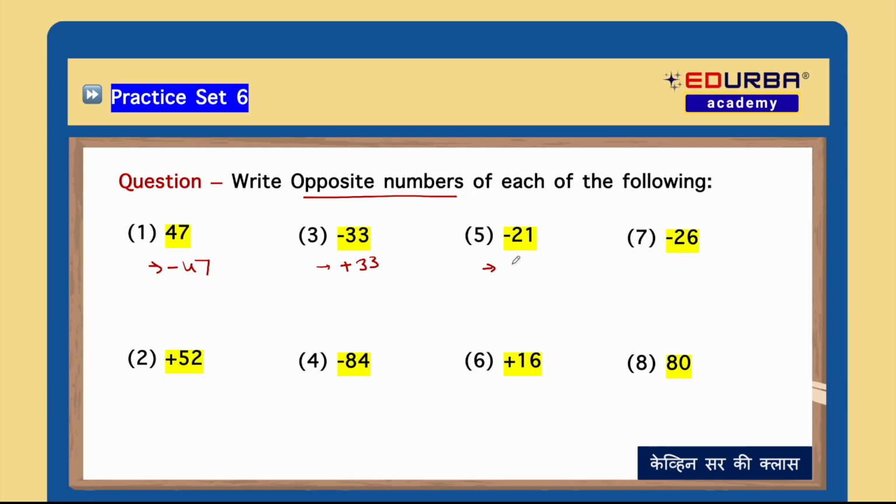Here minus 21 makes it plus 21. Here minus 26 makes it plus 26. Here plus 52 makes it minus 52. Minus 84 makes it plus 84. Plus 16 will make it minus 16, and plus 80 is going to make it minus 80. So you can write these opposite numbers very easily. This is a very simple question in practice set number 6.